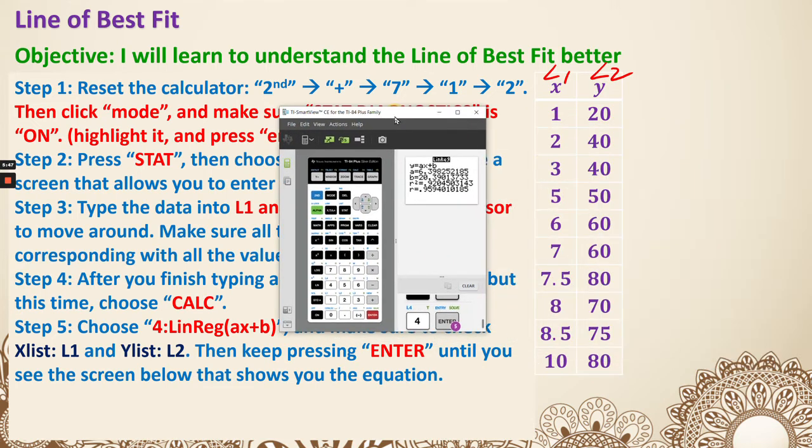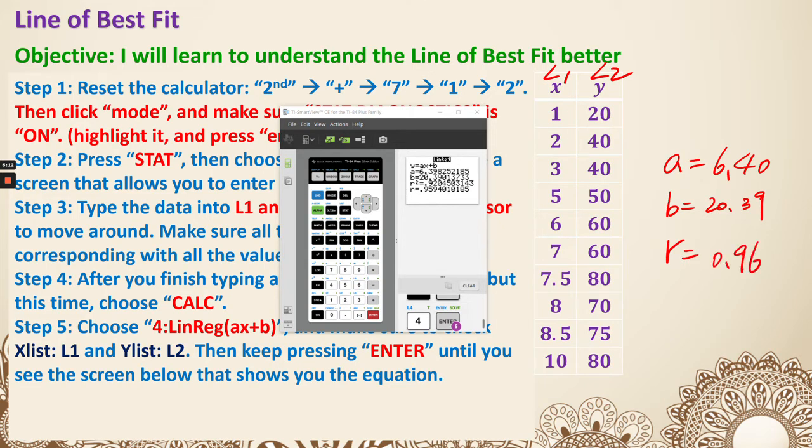So I can actually start writing down this information. A, I'm going to round to 2 decimal places, so 6.398 rounds to 6.40. My B is 20.390, so 20.39. And then I don't need my R square as of right now. For this, we're just going to need our R. R is 0.96.